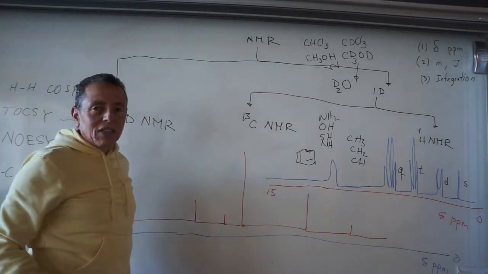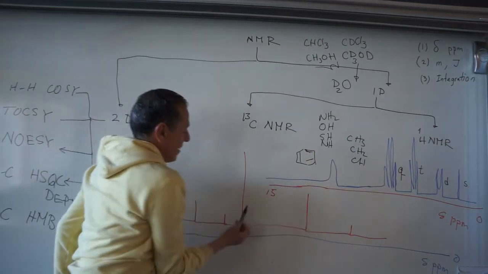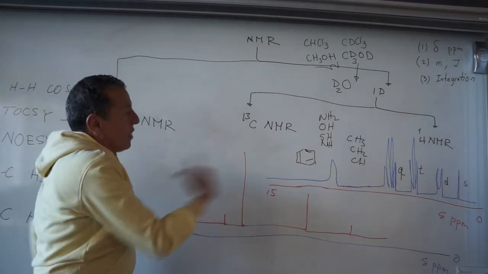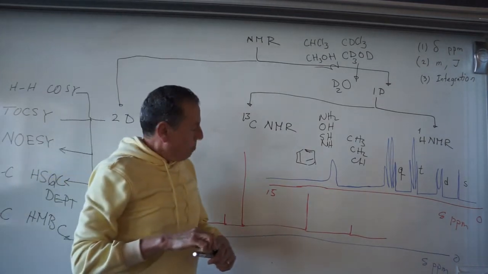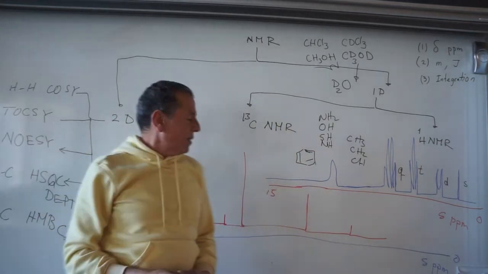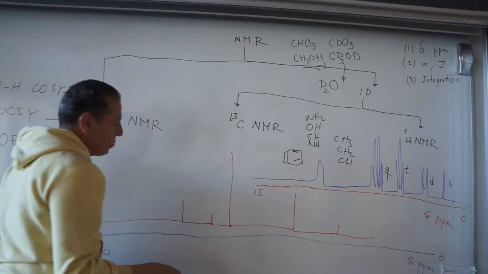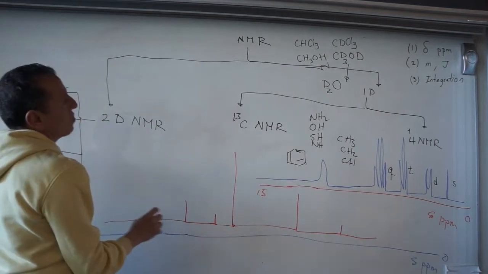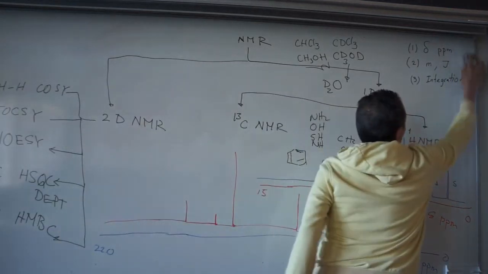What about carbon-13? It is usually in lines like that, and we will explain it in more detail. So this is just an overview about NMR, then we go to details of how we can interpret the proton NMR.